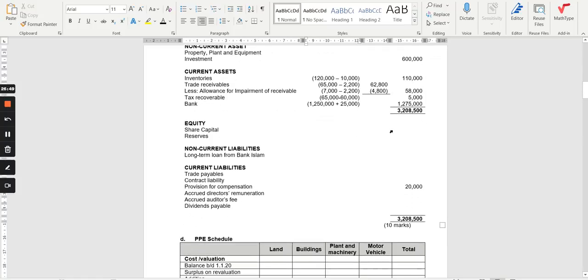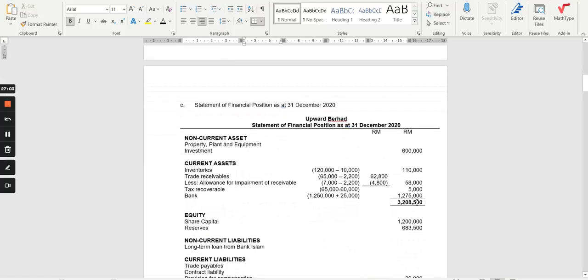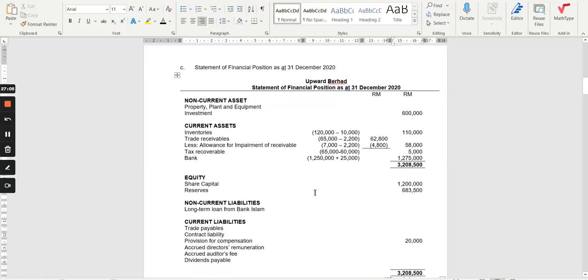Next, equity. Just copy that item that you have already calculated here. These two items will be under your reserve. This one, your share capital, will be here. Okay, reserve is whatever reserve that you have in the company that is in the statement of changes in equity.